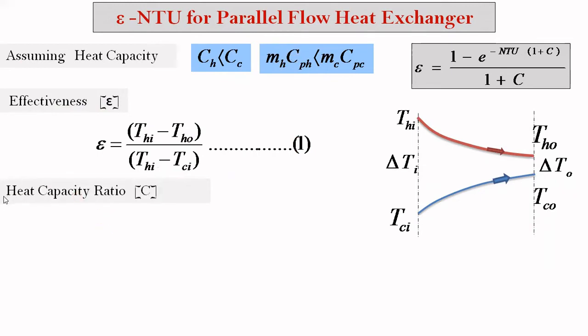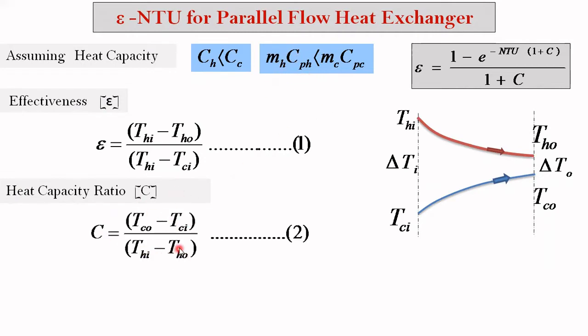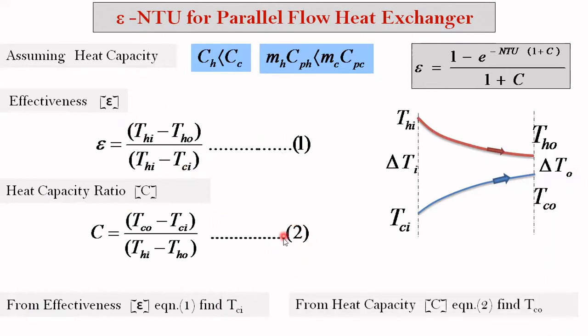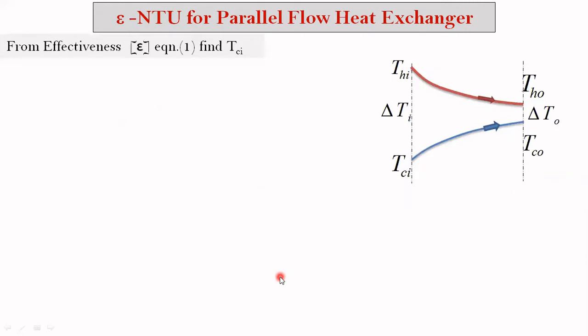And the heat capacity ratio we can write with THI minus THO in the denominator, and in the numerator TCO minus TCI. That is our equation number 2 for the heat capacity ratio. Now from the effectiveness equation, that is the first equation, find the value of TCI, and from equation number 2, the heat capacity ratio equation, find TCO. So we have to find TCI and TCO from these two equations.